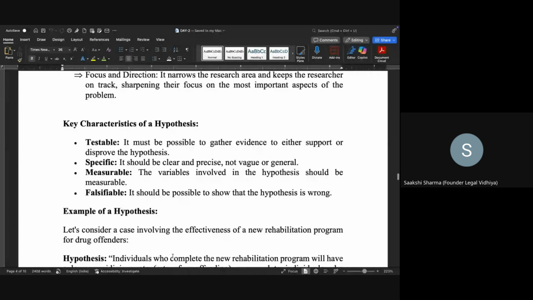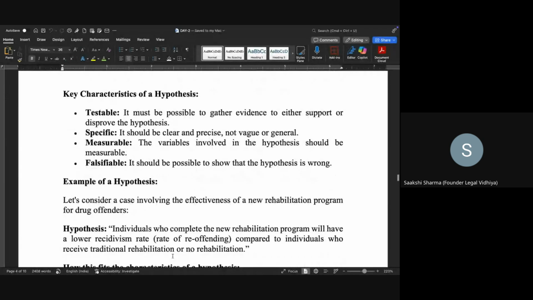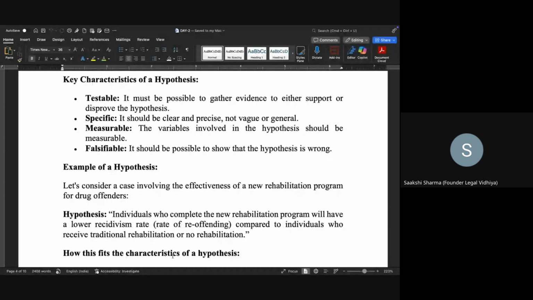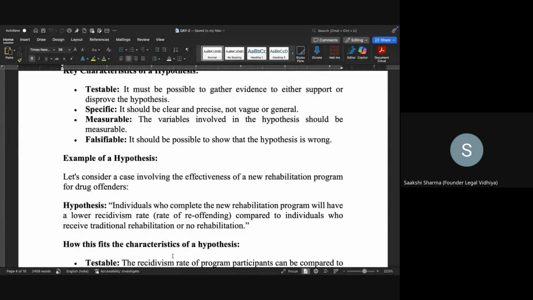That is also possible. अब हम एक एग्जांपल लेते हैं. This is a hypothesis that I have written. So, say for example, I want to consider the rehabilitation program of drug offenders.